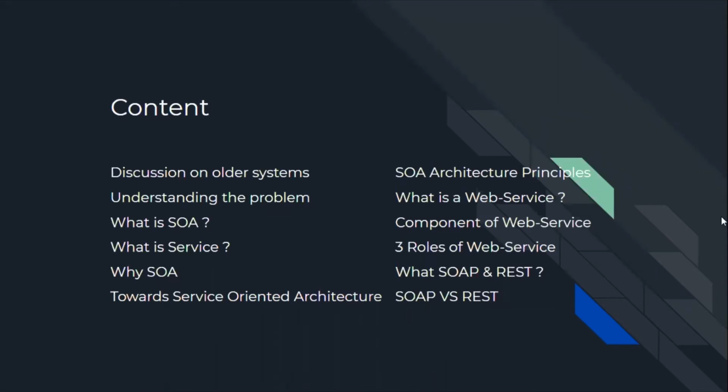Once we are familiar with all those topics, we'll go ahead with the SOA architecture principles, a few theoretical statements there. Then what is a web service? Then what are the components of a web service? We'll discuss what the three major roles of web services are. And then at the end, we will go for what SOAP-based services are, what RESTful services are, and we will compare SOAP-based and REST-based services. And then we'll go for a quick practical session where I'll take a tool and we will see how APIs need to be tested.